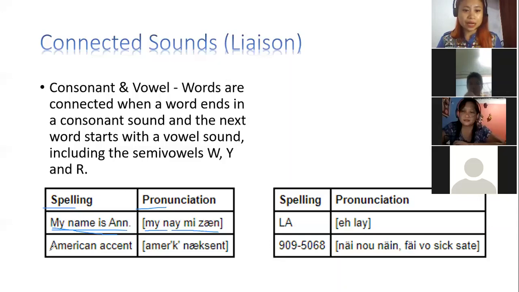How about this phrase? How about Regina? Can you try? Okay, I will try. American accent. Okay, I want you to look at the pronunciation guide that I prepared here. American accent.